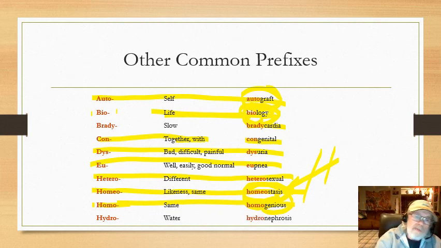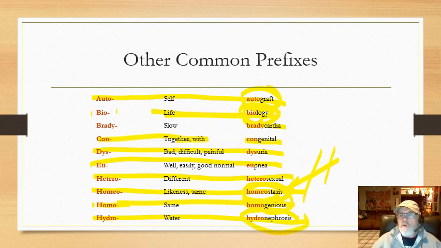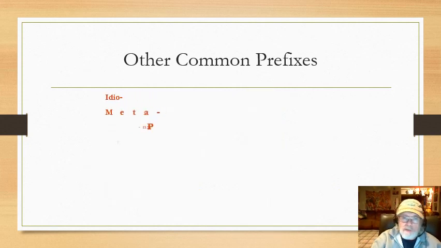Hydro, we talked about before, means water. Hydronephrosis: when people have a kidney stone, they can't get rid of the urine because the tube that allows the urine to come from the kidney down to the bladder gets blocked by the stone. Therefore, the kidney starts to fill up with a lot of urine. When it fills up with urine or water, it's called hydronephrosis, and it sort of blows up a bit. So hydro means water. Hydrotherapy, hydroelectric, all the same.